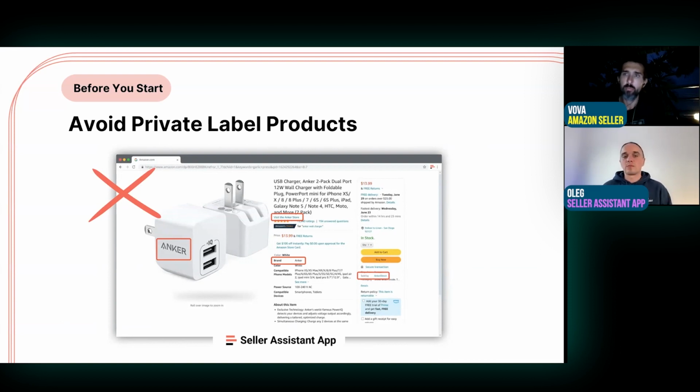It means this product is probably a private label product. Sometimes there are a few sellers selling such a product. Maybe some sellers sell used products, or even Amazon sells. But if you see the seller name similar to the brand name, it means the product is private label. So skip such products.